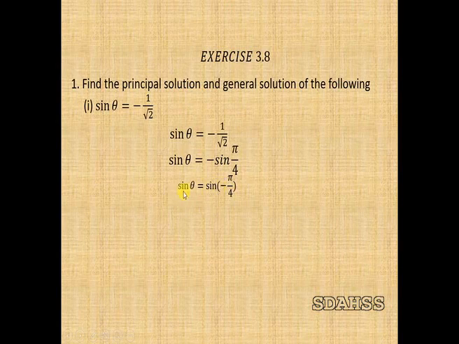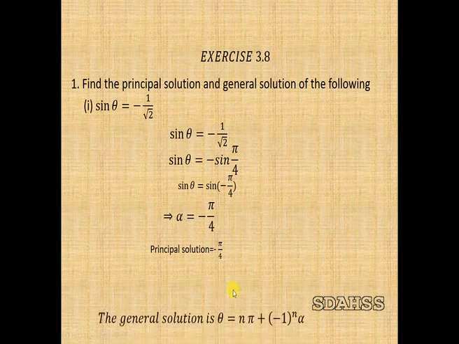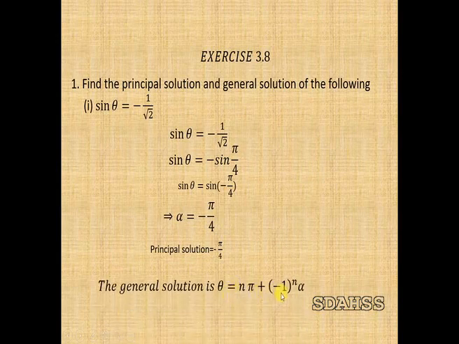So this is the form of sin theta is equal to sin alpha. So here alpha is equal to minus pi by 4. This is the principal solution. Principal solution is equal to minus pi by 4. Next we want to find the general solution. The formula to find the general solution of sin theta is equal to sin alpha is theta is equal to n pi plus minus 1 whole power n alpha. So substitute the value. In the place of alpha you have to substitute minus pi by 4. So this can be written as theta is equal to n pi plus minus 1 whole power n into minus pi by 4.